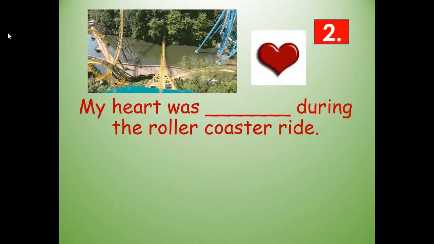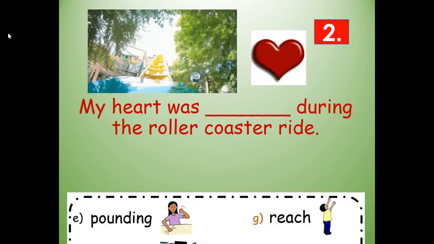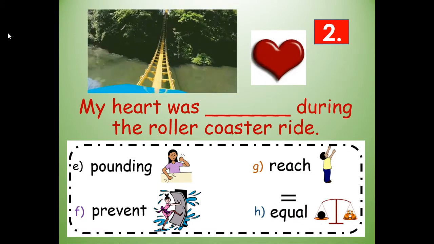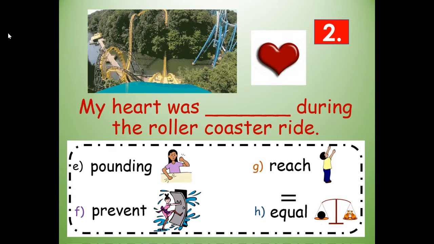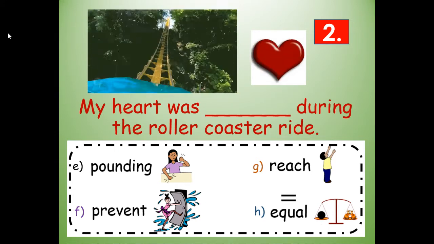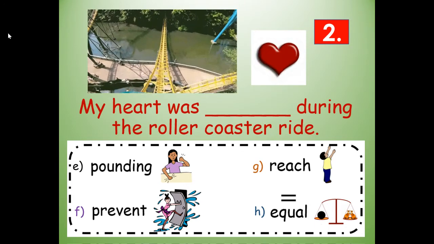Number 2, my heart was blank during the roller coaster ride. My heart was pounding during the roller coaster ride. My heart was prevent during the roller coaster ride. My heart was reach during the roller coaster ride. My heart was equal during the roller coaster ride.